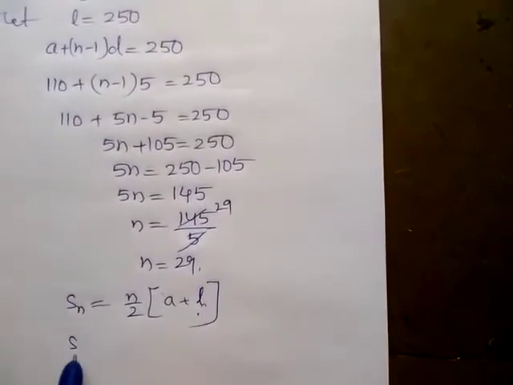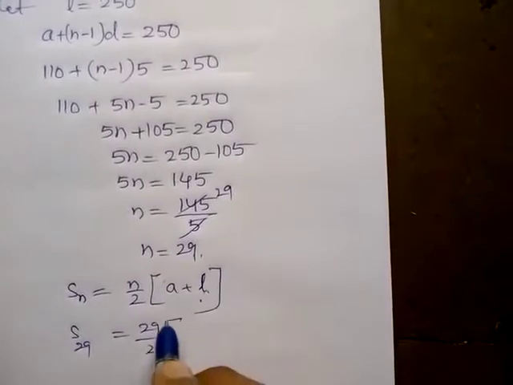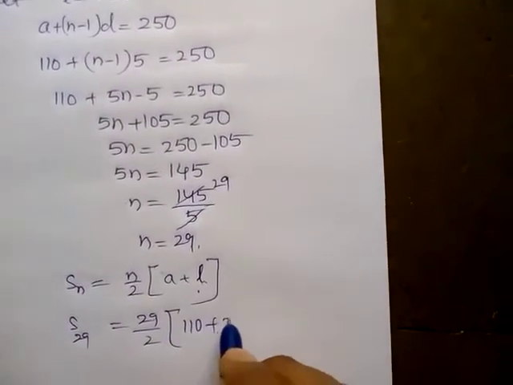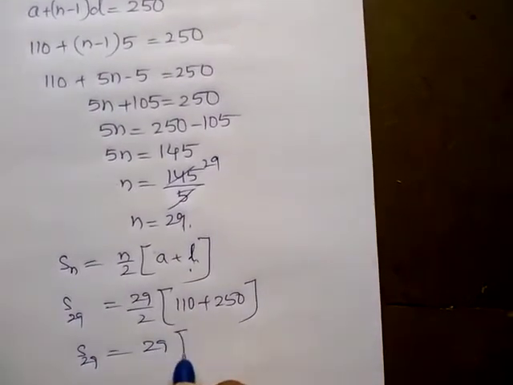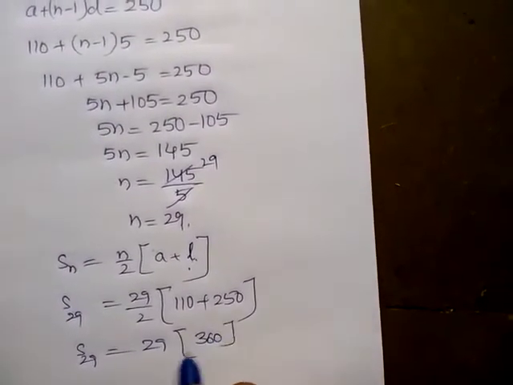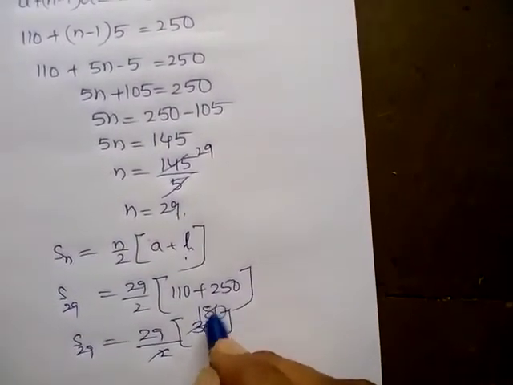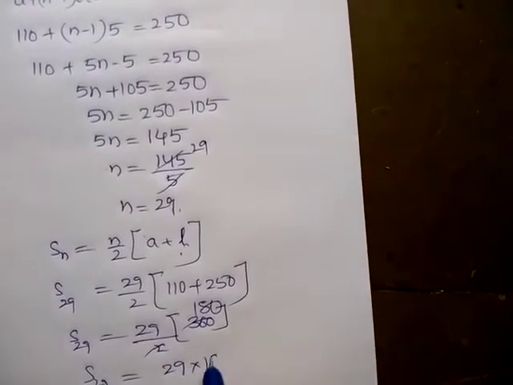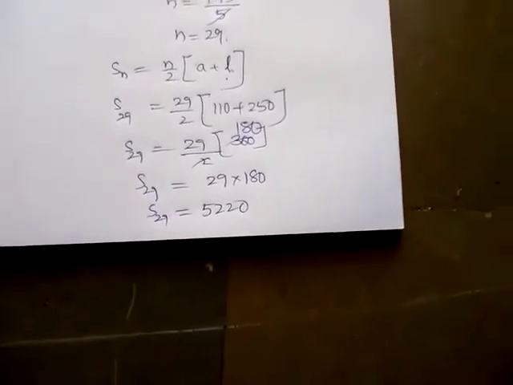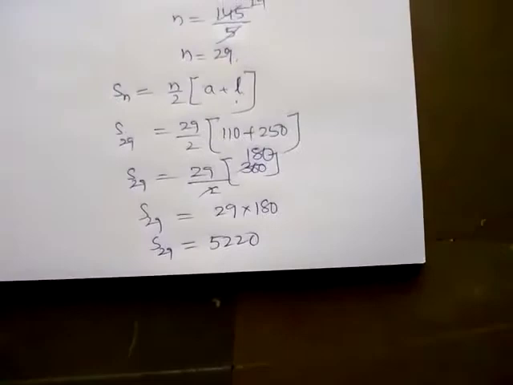So S29, the sum of 29 terms, is 29 by 2 into (110 plus 250), which is 29 into 360 by 2. So how many times? 180 times. So S29 is equal to 29 into 180. So the sum of 29 terms is equal to 5220.